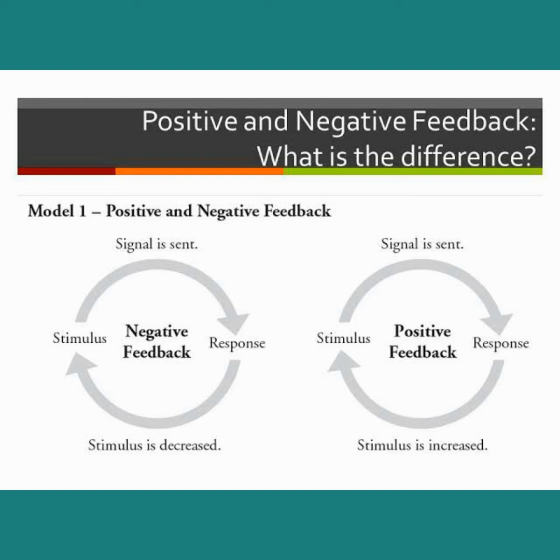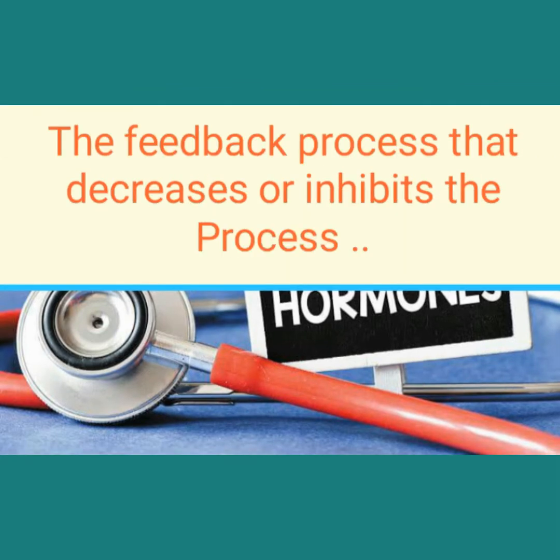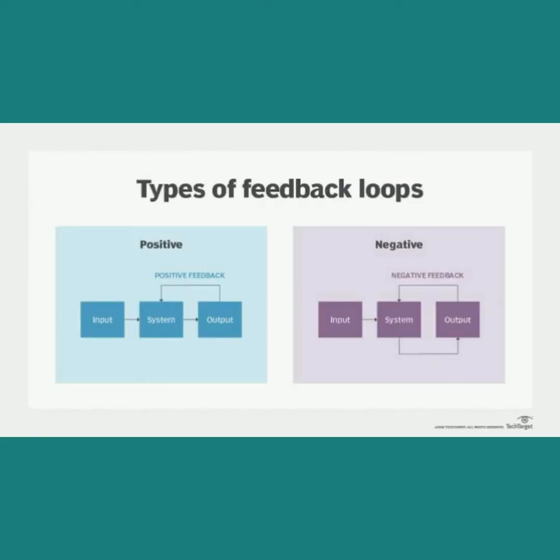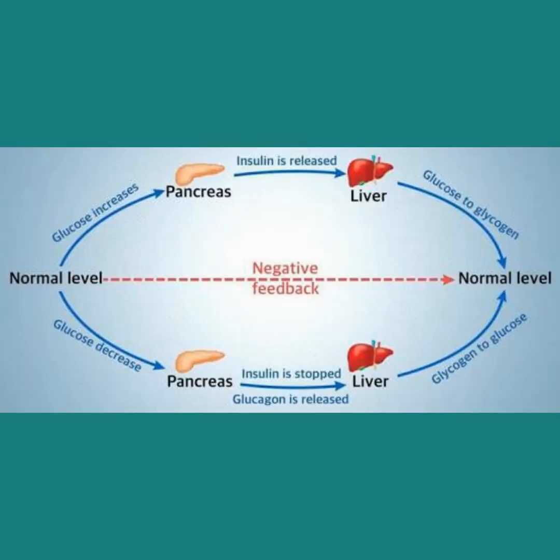Let us first discuss the negative feedback. The feedback process that decreases or inhibits the process. What is the output in the negative feedback? When one mechanism is increasing, the second one will inhibit and decrease it to maintain, to regulate the process. That's why it is known as negative feedback. Why is this happening? Because it returns a condition towards its normal value.